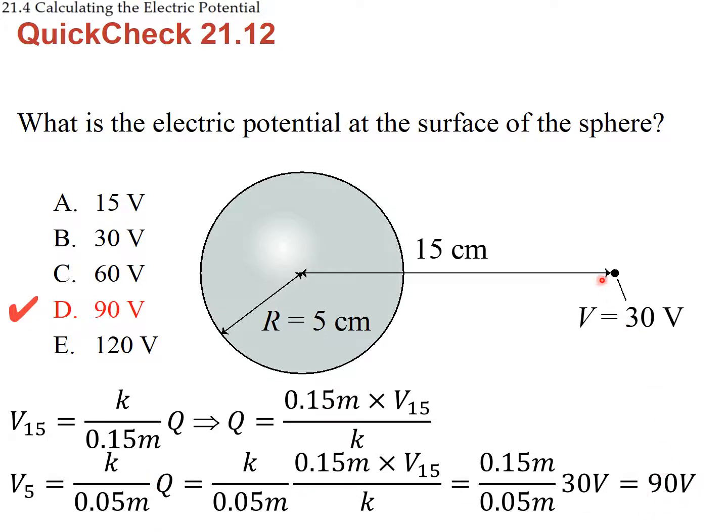Now, it stands to reason that the electric potential will be decreasing as we move away from the sphere. So it will be increasing as we get closer and closer. So here it is going to be 90 when this one is 30 at that point.